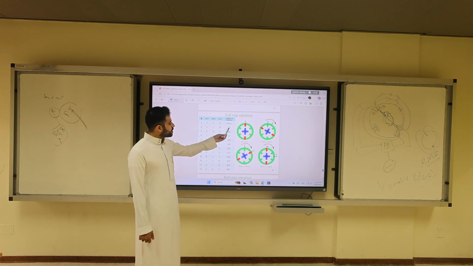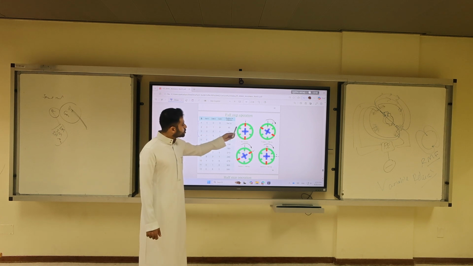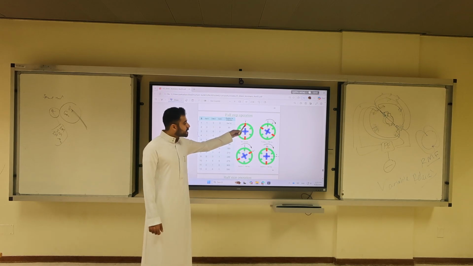At standstill, reference 0, coil 1 is energized. Coils 2 and 3 don't have energy. They're green. Red is hot.